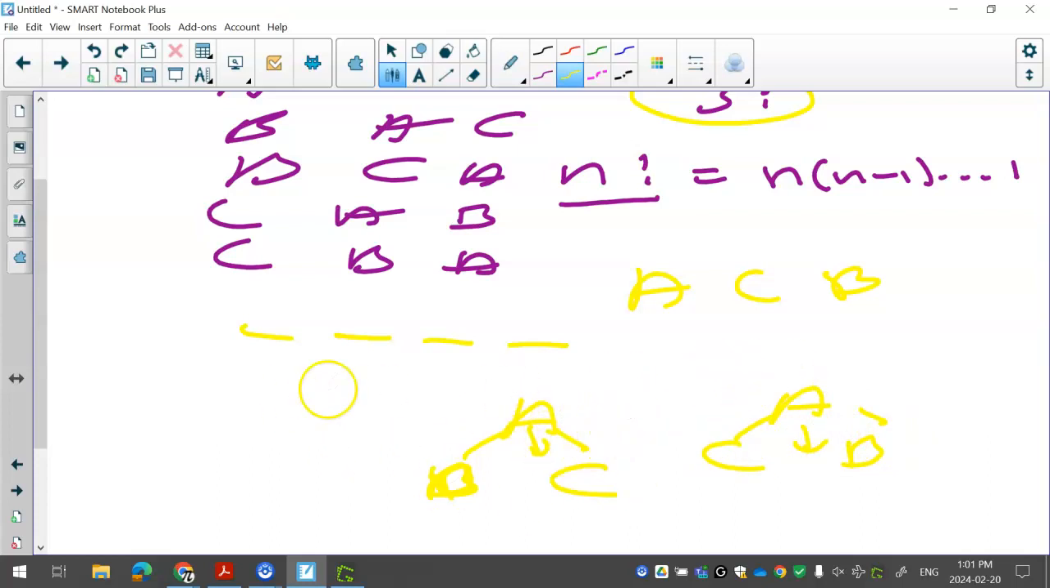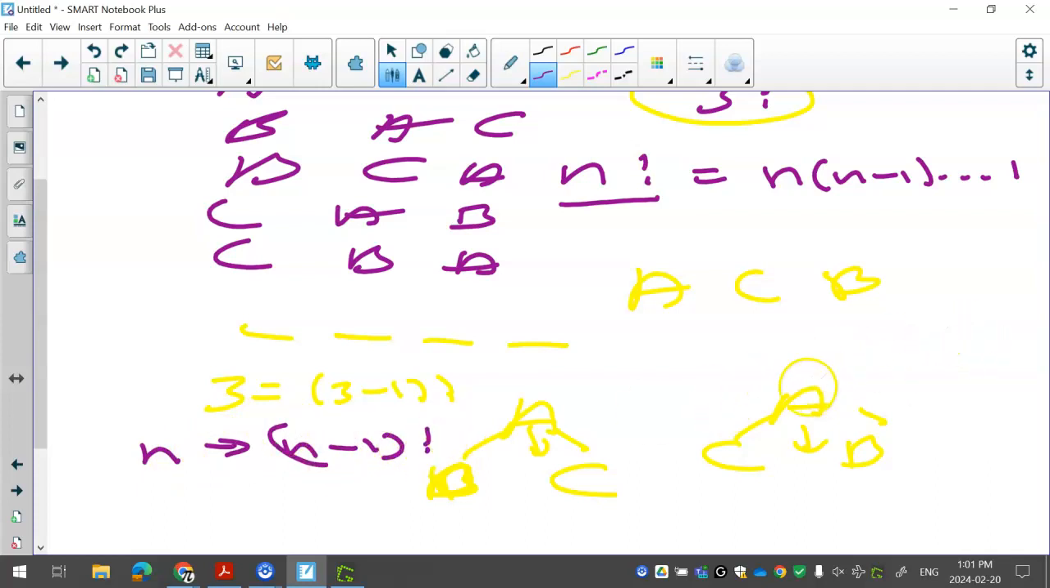What you find out, and the way I teach it normally, is that if you have A, B, C, or 3 elements, the way to organize them in a circle is actually 3 subtract 1 factorial. That's the case for everything: if you have n elements and you want to order them in a circle, the way to do that is with n minus 1 factorial.